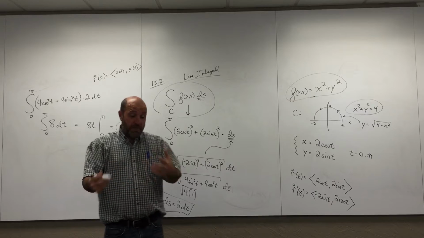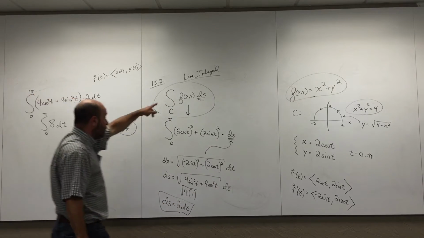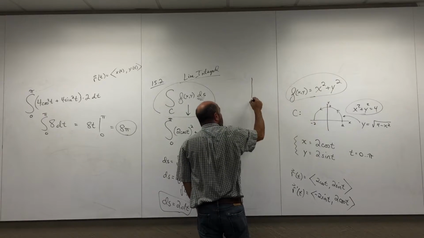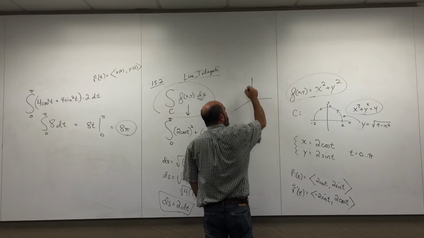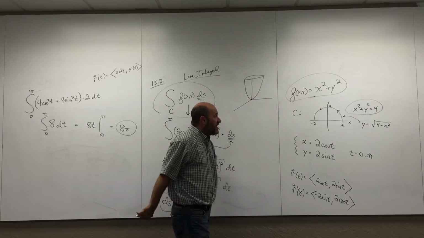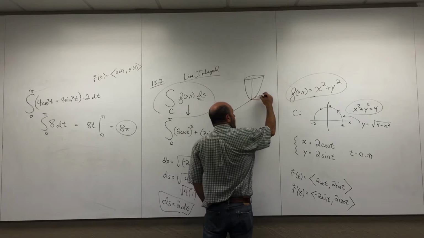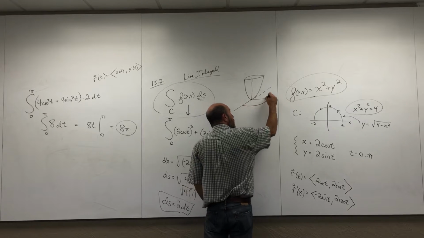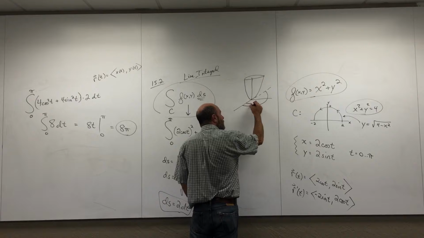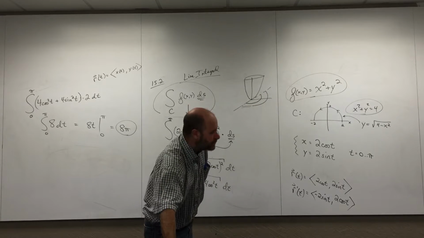Here's another one, a more geometric version. This is a 3D function, and by the way, the one I made up here is a paraboloid. I can draw this 3D function. It's a paraboloid like this. And I'm integrating it over a curve in the xy plane. The curve in the xy plane is this semicircle of radius 2. Let me make it a little smaller. Semicircle of radius 2.